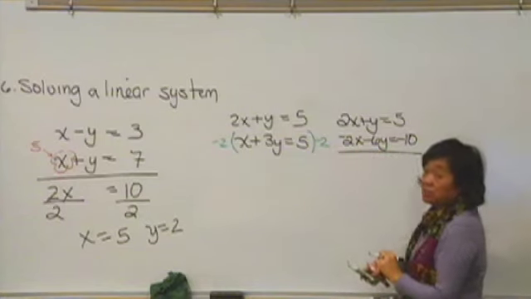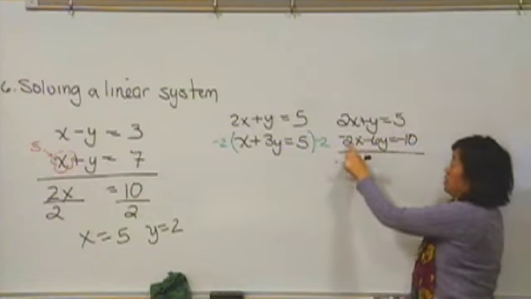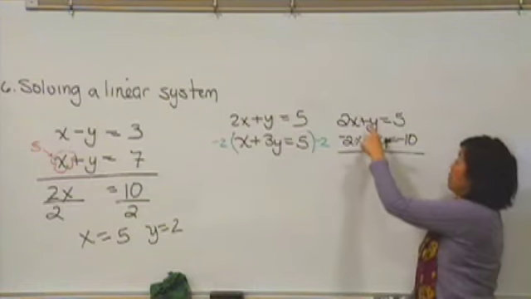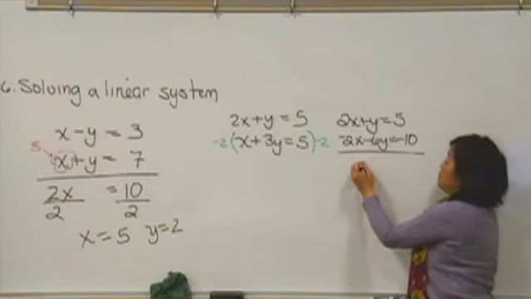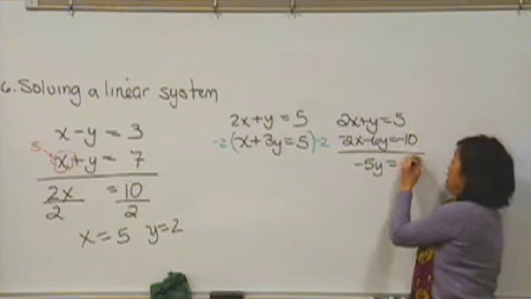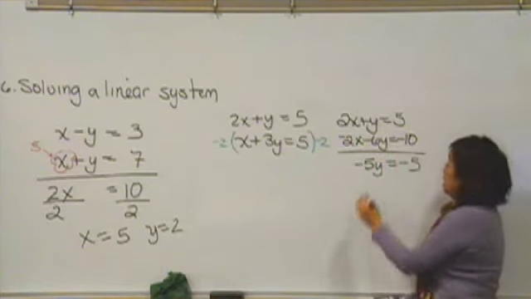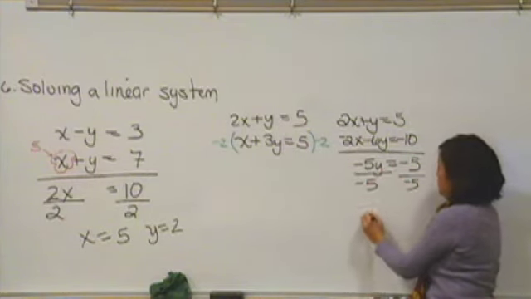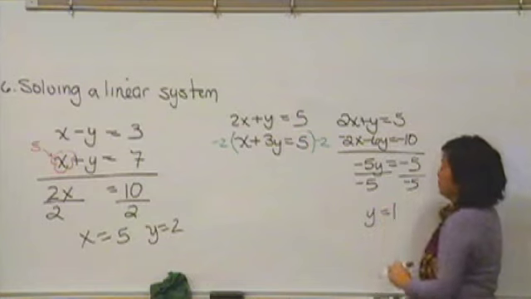Now we're going to add these together. Notice that 2x minus 2x is 0. They canceled. They were eliminated. y and negative 6y is negative 5y. 5 and negative 10 is negative 5. If we solve this by dividing both sides by negative 5, we've just learned that y is equal to negative 1.